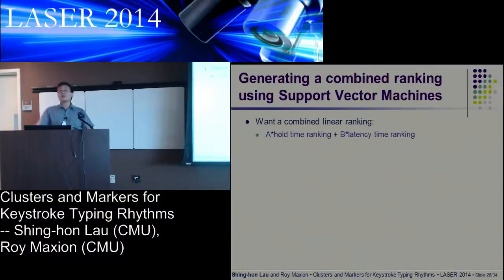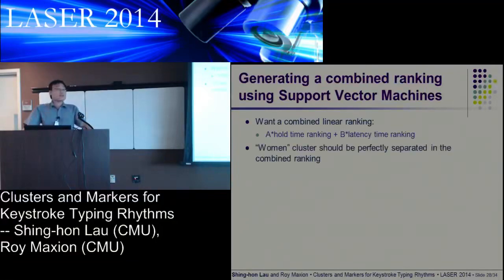To do so, I'm going to employ a support vector machine. I'm going to do that because I'm going to insist that my combined ranking be linear, just because that will make it easy to interpret, and I'll understand what's going on. So my combined ranking is going to be some coefficient A times the hold time ranking, added to some coefficient B times the latency time ranking.